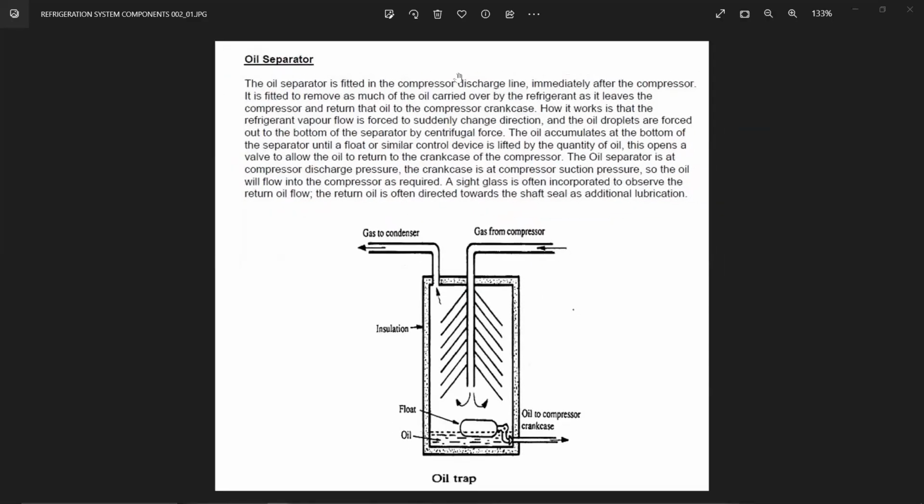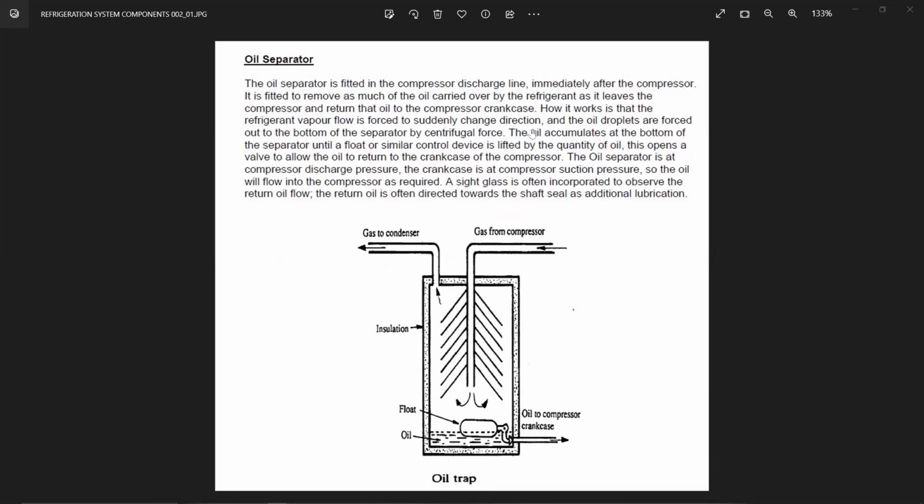The oil separator is fitted in the compressor discharge line immediately after the compressor. It is fitted to remove as much as possible of the oil carried by the refrigerant as it leaves the compressor and return that oil to the compressor crankcase. How it works is that the refrigerant vapor flow is forced to suddenly change direction. As the oil droplets are forced out to the bottom, like you see here, gas from the compressor comes and rises up, it hits these plates, and the direction of flow changes. That's why the heavier part, which is oil, falls down.